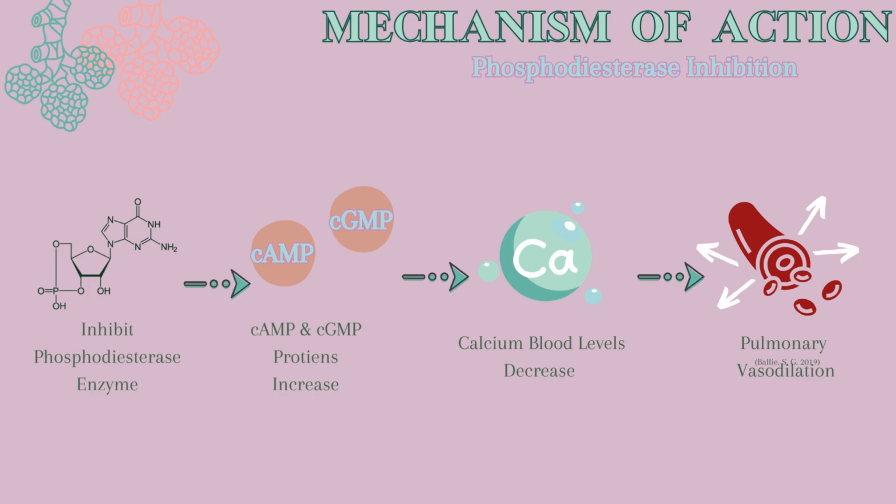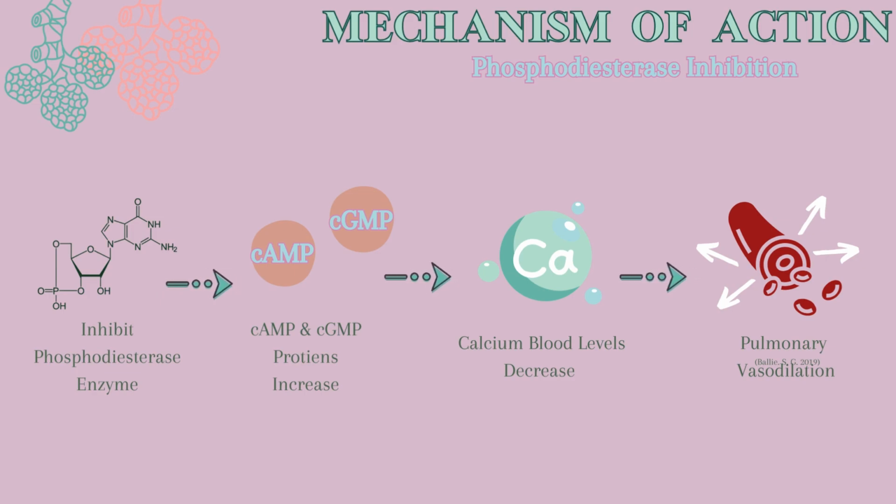Theophylline, as explained previously, has limited information on the exact mechanism of action. The first being phosphodiesterase inhibition. Theophylline inhibits phosphodiesterase enzyme, which is an enzyme that breaks down cyclic nucleotides such as cAMP and cGMP. Therefore, the inhibition of phosphodiesterase increases cAMP and cGMP.